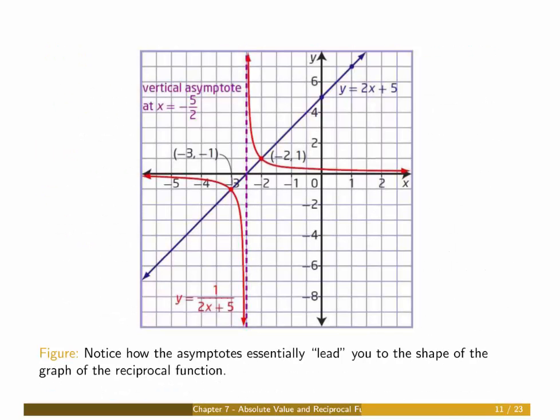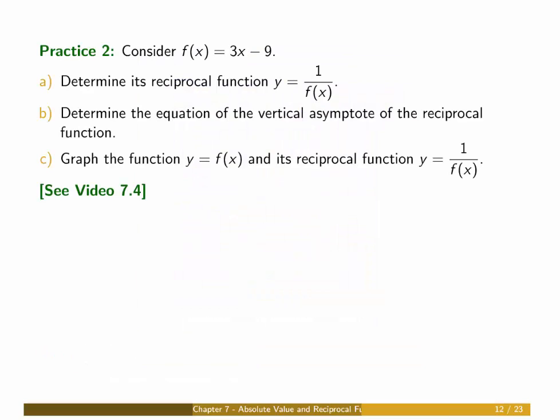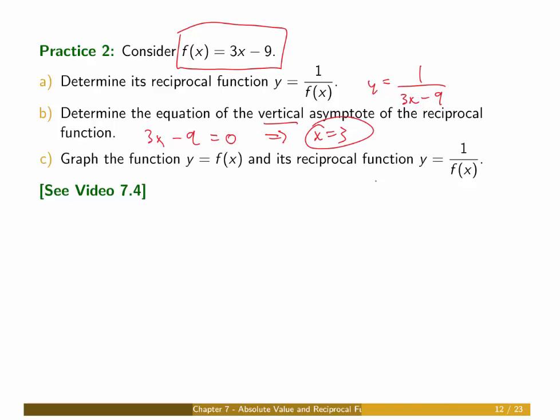This time I'm going to graph it in a different way, probably a more convenient way than the table of values. Sometimes the table of values can be a bit inconvenient. So for instance, in this question, we're doing f of x equals 3x minus 9. So here, what we're going to do is determine its reciprocal function, which in this case is going to be 1 over 3x minus 9. Determine the equation of the vertical asymptote, which means we're basically looking for when this is 0, which in this case would be when x is 3. Okay, that's the equation of the vertical asymptote, and now we're going to graph it.